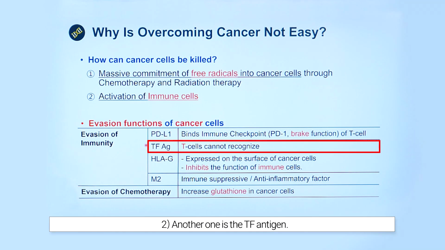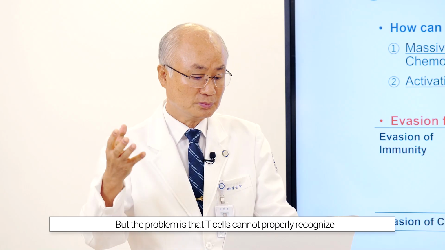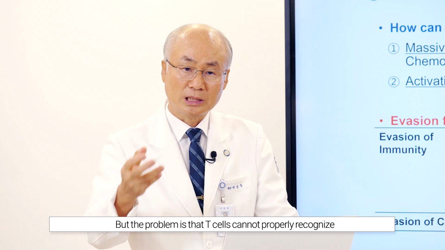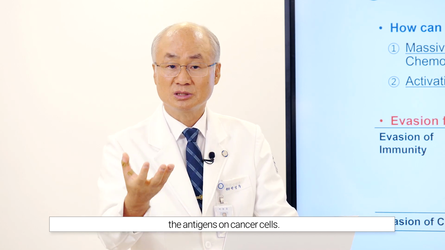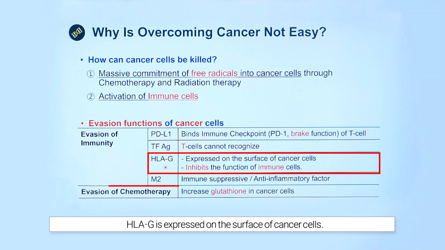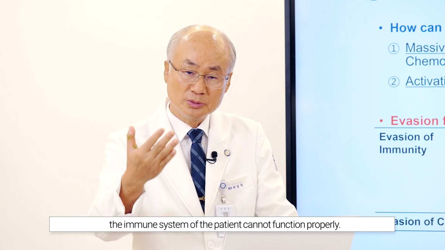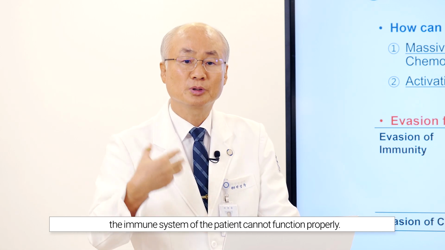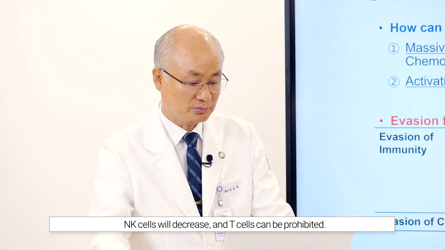Another one is TF antigen. TF antigen is the special antigen for the cancer cells. But the problem is T cells cannot properly recognize the antigen of the cancer cells. HLA-G is expressed on the surface of cancer cells. Once HLA-G is expressed, the immunity of the patient cannot properly function. NK cells will be decreased, T cells can be prohibited.